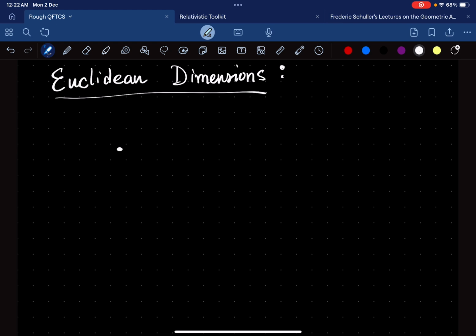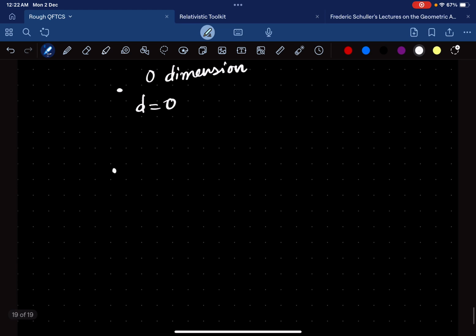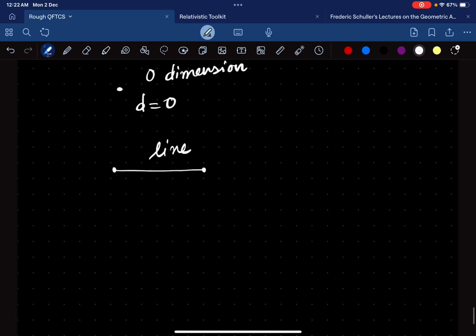If the point has no length, no width, no height, we say that this has zero dimension. This is a zero-dimensional object. So in short, I will write d equals 0. And then in the next step, we draw another point and join them. Now what we have got is a line. It has a dimension of 1. It has one axis, commonly noted as the x-axis. You can give it any name, you can say this is the a-axis, b-axis, whatever. I am just writing according to the convention most people use.